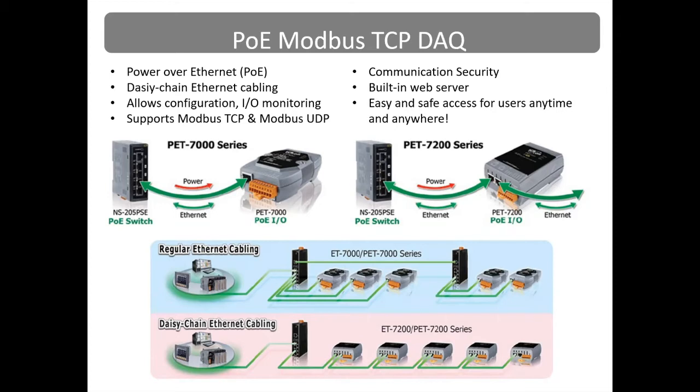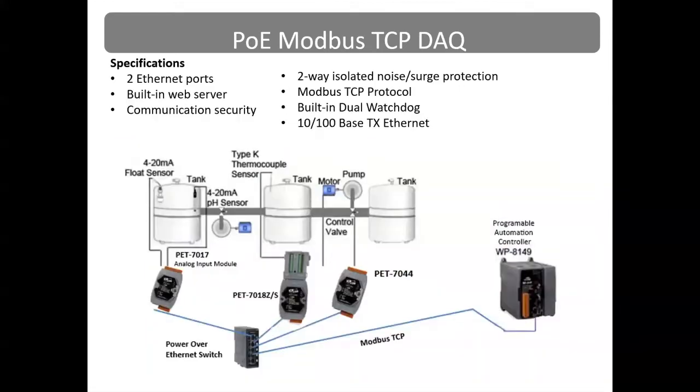Our Power over Ethernet PET7000 series are widely used in data centers and applications where installation of remote I/O modules is convenient, using Ethernet cables and power over Ethernet switches instead of many power supplies. They're also being used in tank monitoring systems. They get the tank level, pH, and temperature back to our WinPack controller, which runs a program and instructs the pump and motor to turn on for specific amounts of time based on measurement conditions.